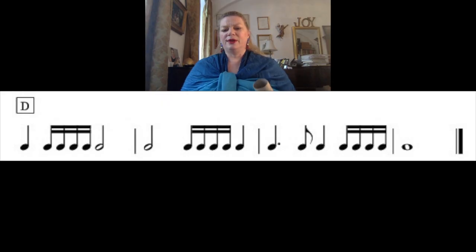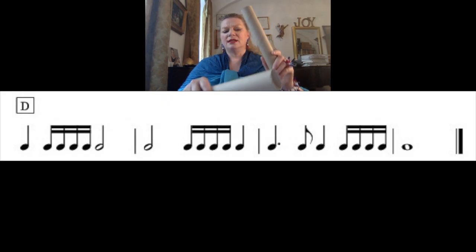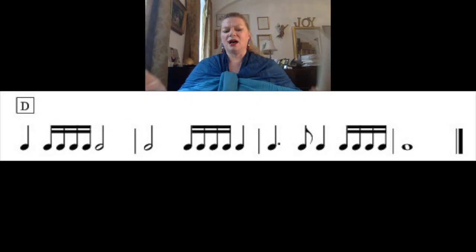Together. 1, 2, together. D. Ta, tiri, tiri, ta. Ta, tiri, tiri, ta. Ta, iti, ta, tiri, tiri, ta. Good, I had to breathe there.